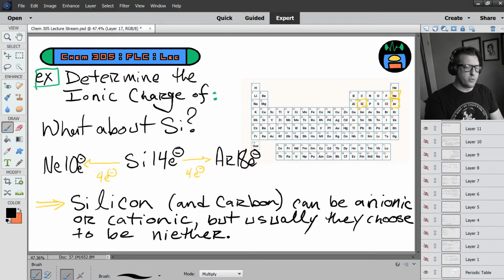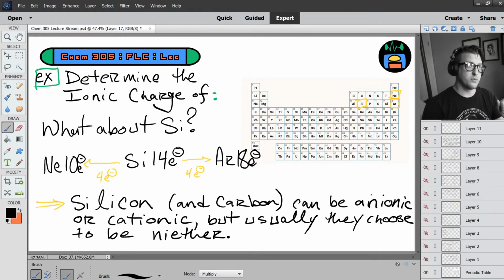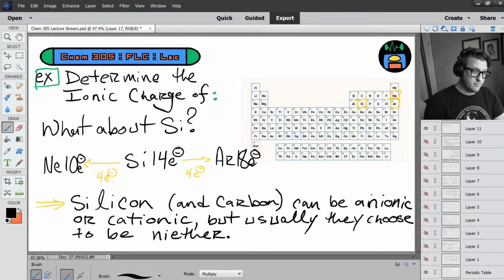And if you're wondering, well, then what are they if they're neither? You will have to stay tuned for us to get to chapter 6. Chapter 6 we'll talk all about what elements do when they're not being ions. But chapter 4 is about ions. Sorry, chapter 5 is where we'll talk about the elements that choose neither to be cations or anions.